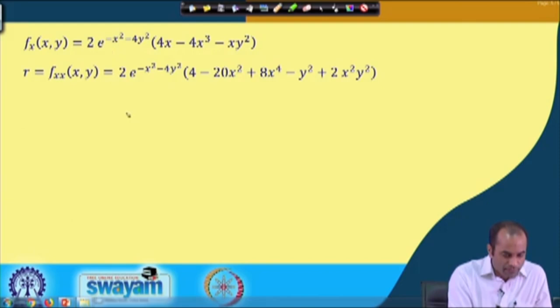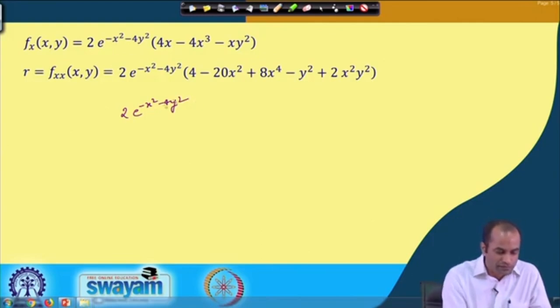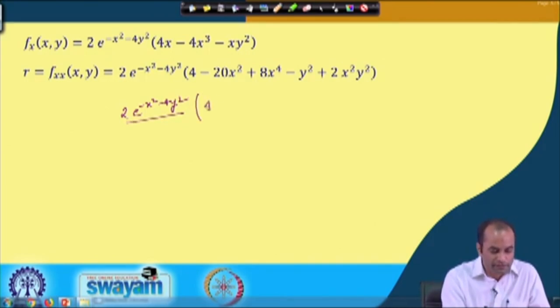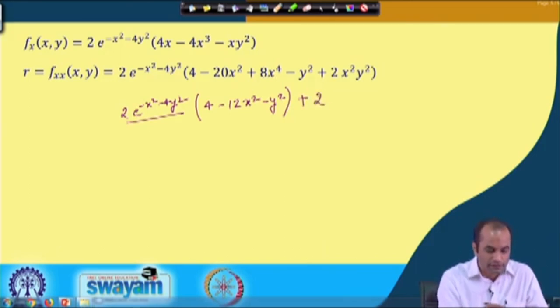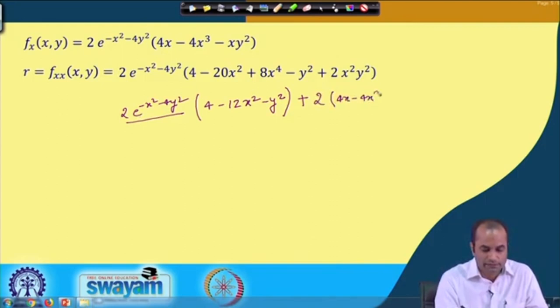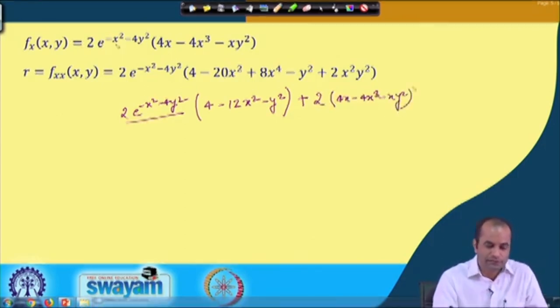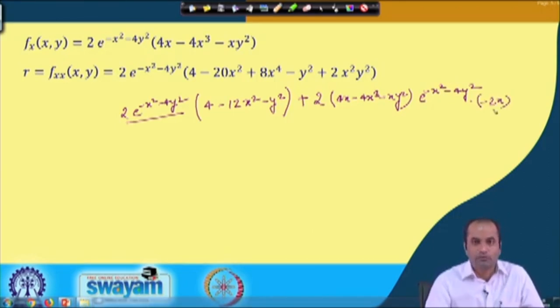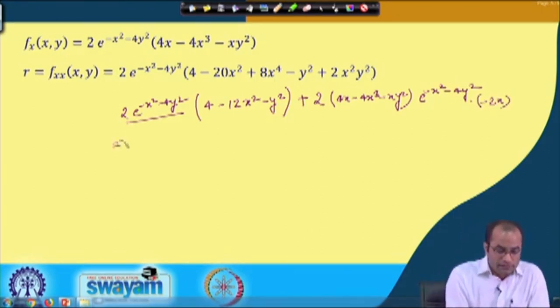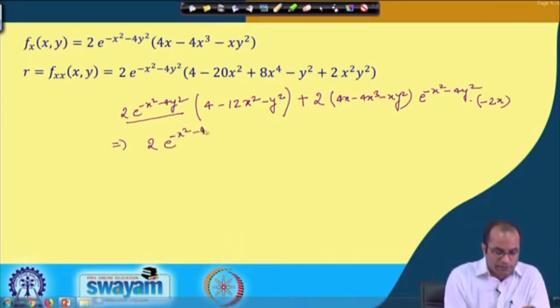So, we will take 2 times e power minus x square minus 4 y square as the first function, and then the derivative of the second with respect to x. So, that would be 4 minus 12 x square minus y square, with respect to x, and then plus 2 times, again this term will remain, 4 x minus 4 x cube minus x y square, and we will differentiate this first term, which will be e power minus x square minus 4 y square, and then minus 2x when we differentiate minus x square minus 4 y square. So, in this case, we will take common 2 e power minus x square minus 4 y square.